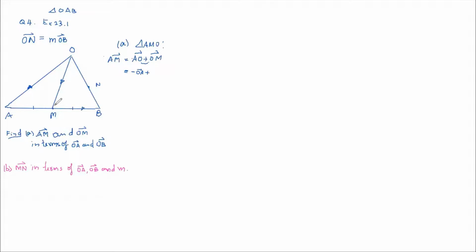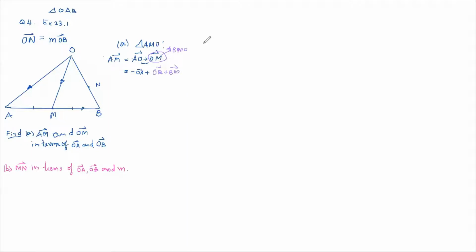For OM, I use the triangle BOM, going according to the order of letters. To get OM, we have OB plus BM.